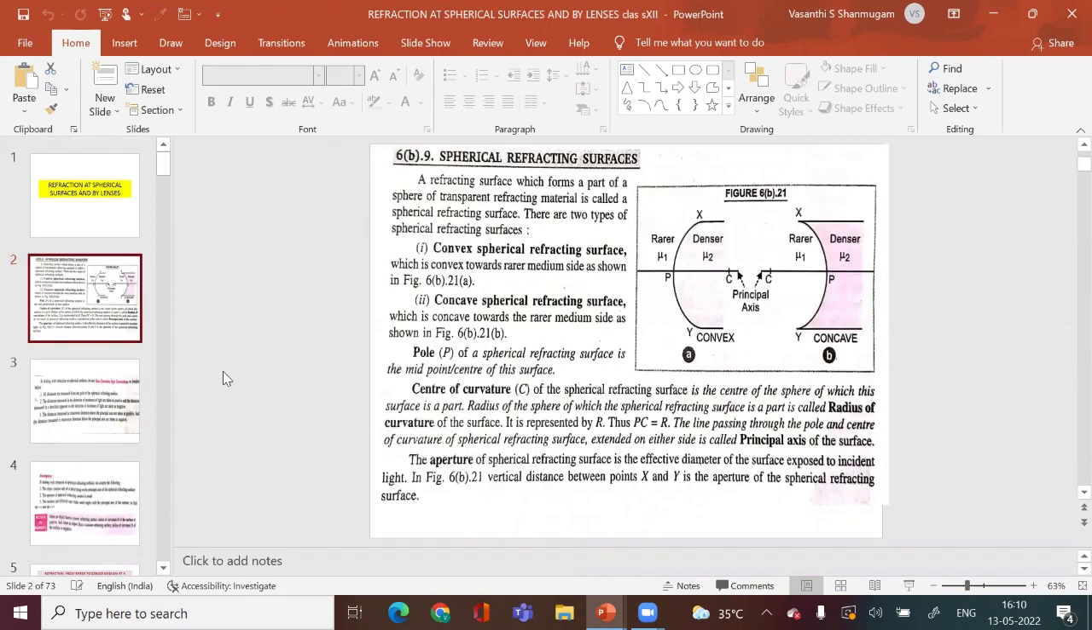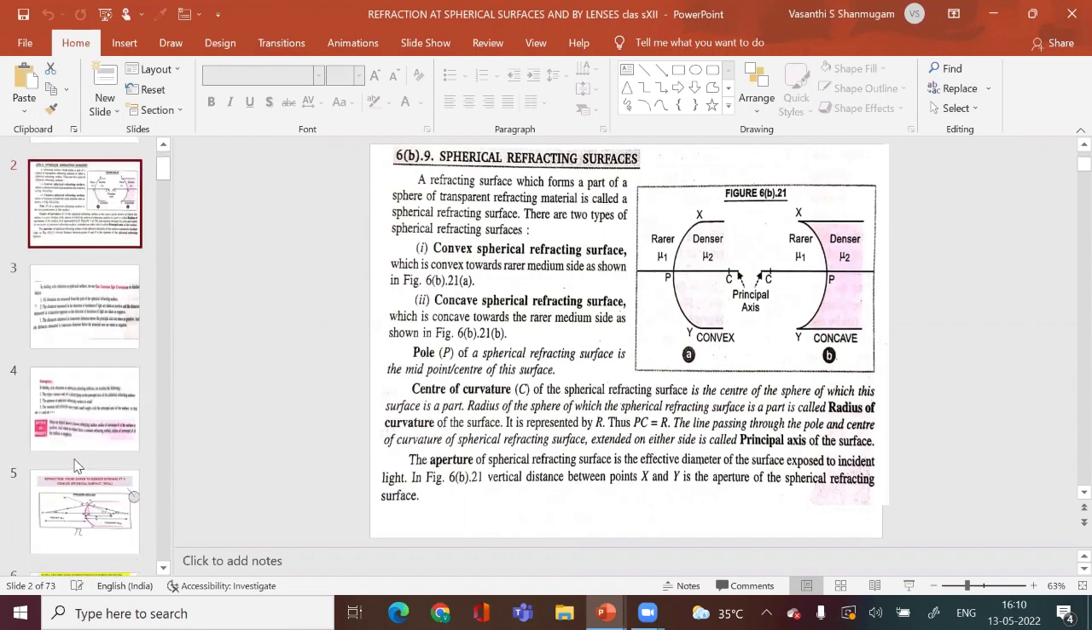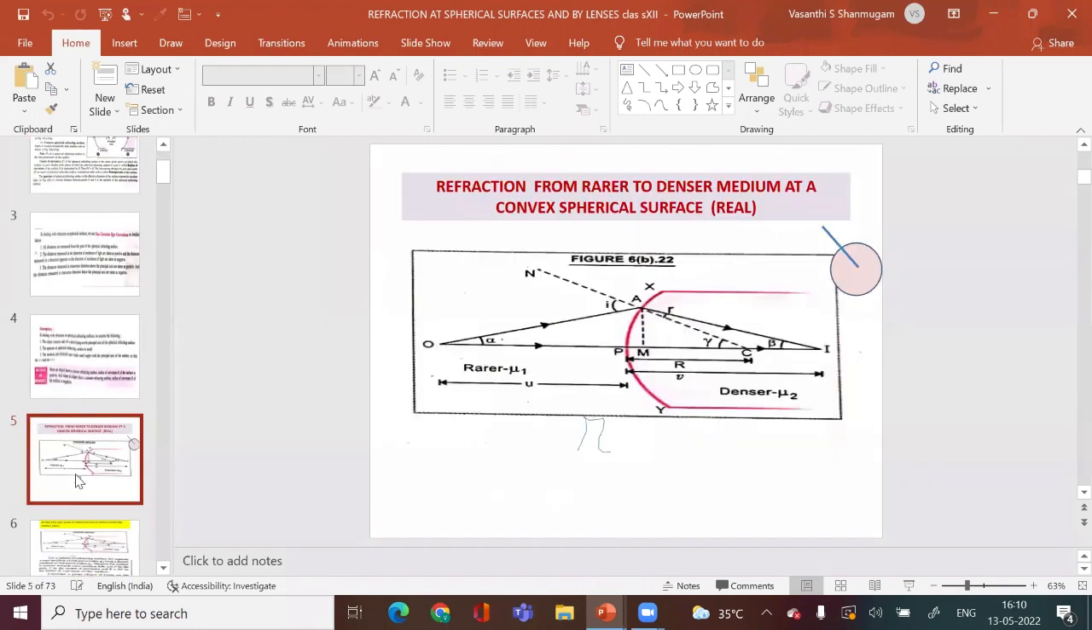Under spherical refracting surface, whenever we teach the derivation, first we teach the derivation. Before the derivation, what all do we tell? Refraction from rarer to denser medium at a convex spherical surface. What are the points you will stress before that? You will define principal axis and all that, correct?